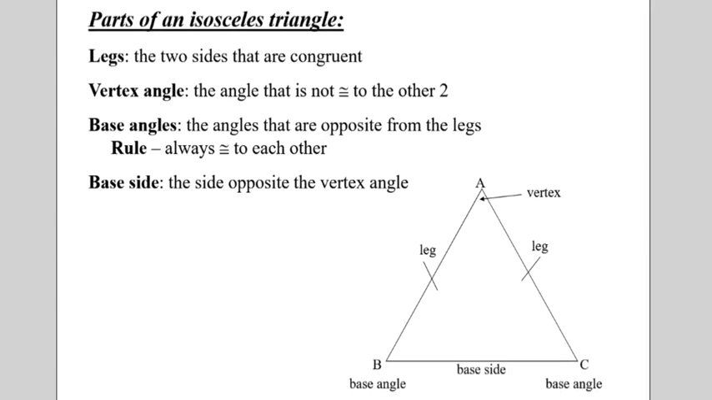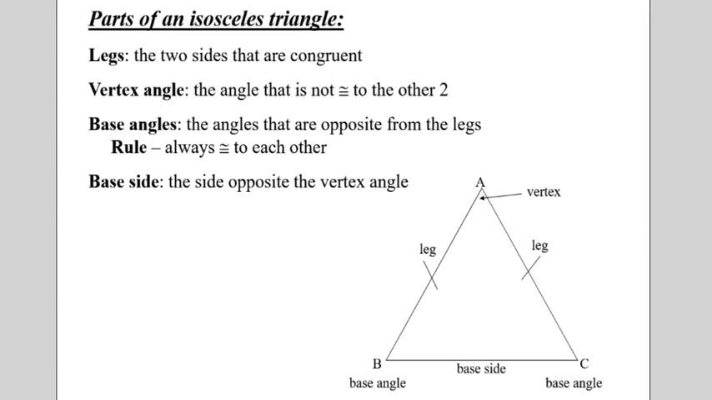All right. An isosceles triangle. Here's some vocabulary. The legs are the 2 congruent sides. The vertex angle is formed by the 2 legs. It's also the angle that is not equal to the other 2. So it's going to be the odd man out. Base angles are the angles opposite from the legs.